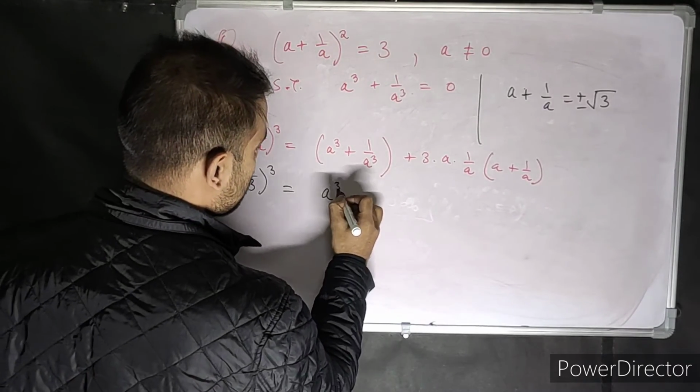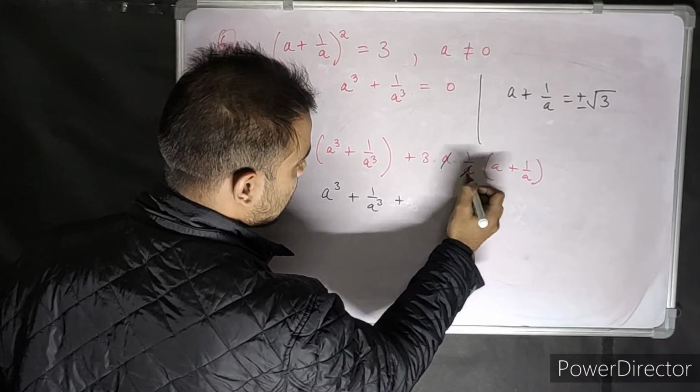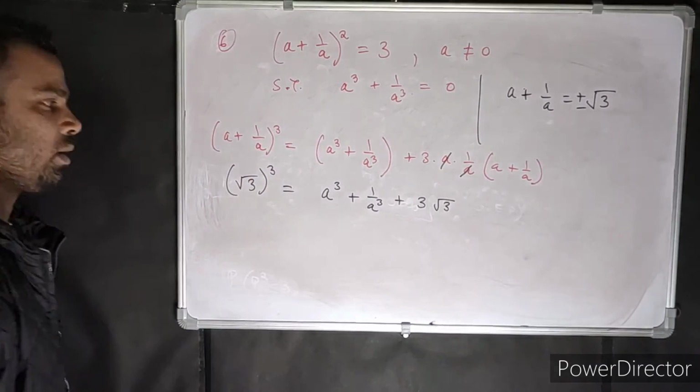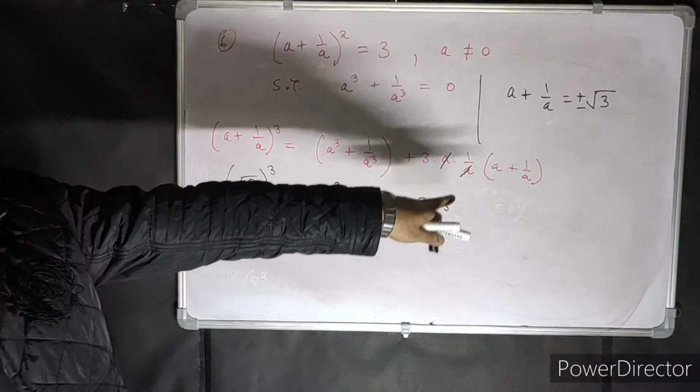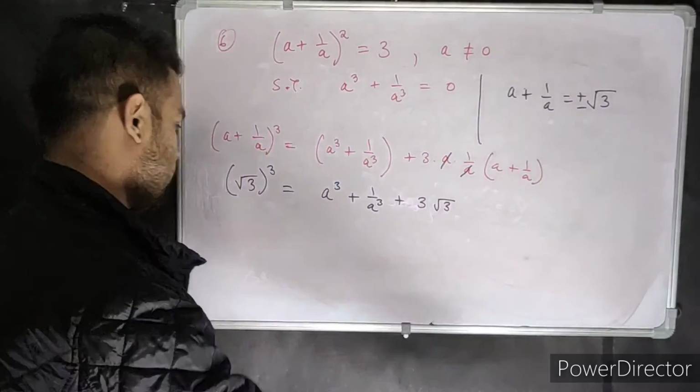Now take this plus this, and it is cancelled out. This is 3 and this is also root 3. So 3 root 3. Just make sure you take the positive. You are in class 9. I told you so many times. Make sure you take the positive.